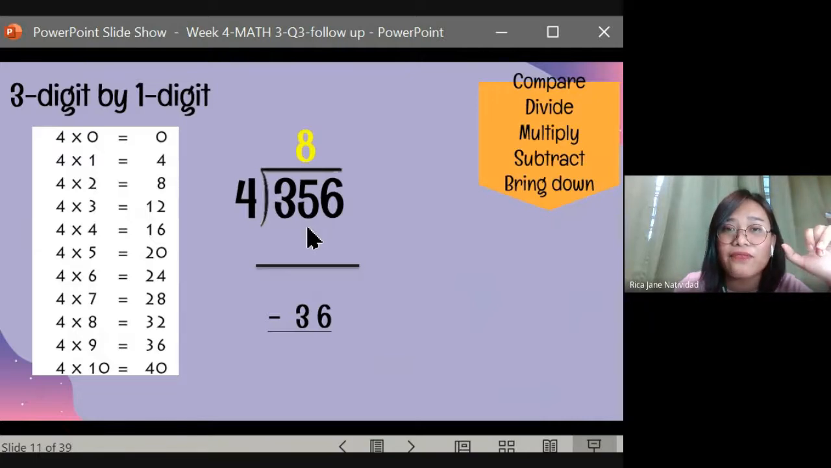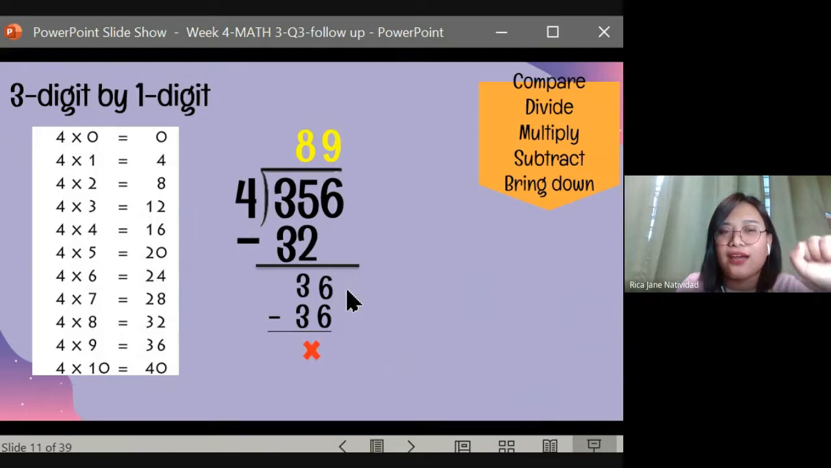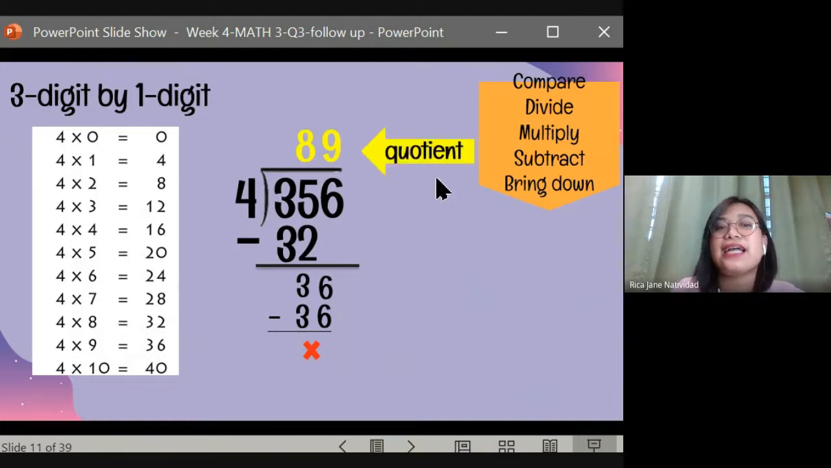35 divided by 4 is equal to 8. We cannot get 9 because that is 36, it is greater than 35. So 8 times 4, it's 32. We subtract 35 minus 32, it's 3. Bring down 6. 36 divided by 4 is equal to 9. 9 times 4 is equal to 36. So subtract 36 minus 36 is equal to 0. So the answer is 89.